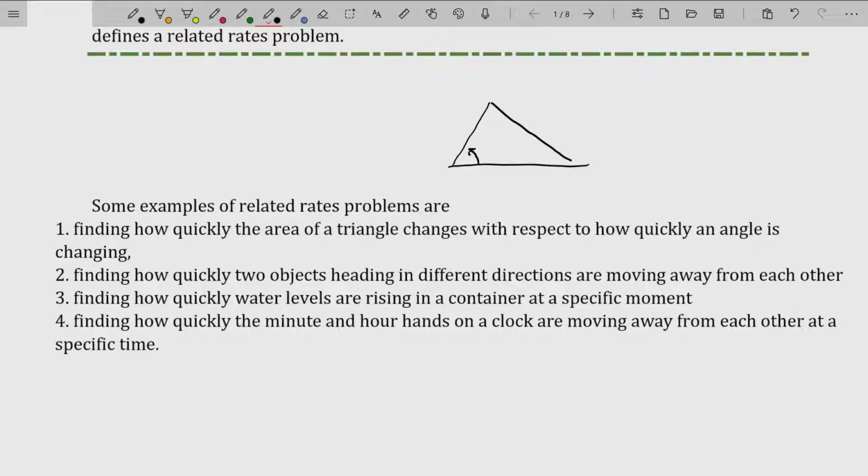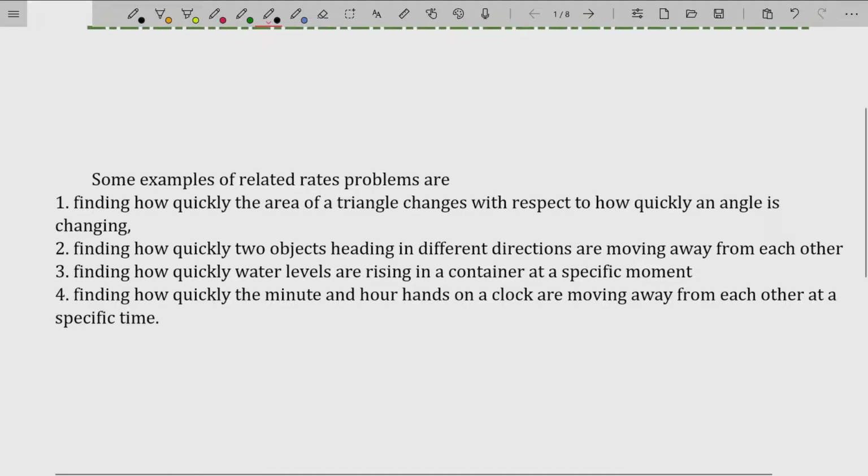Another example, finding how quickly two objects heading in different directions are moving away from each other. These directions could be something like this way and that way. They don't have to be at 90-degree angles. So you want to know how quickly that distance between them is changing. And we'll do a problem like that, or a couple of them actually, in our example sets. Finding how quickly water levels are rising in a container at a specific moment. This is another one that we're actually going to be doing. And finding how quickly the minute and hour hands of a clock are moving away from each other at a specific time. And again, we have an example that does that.